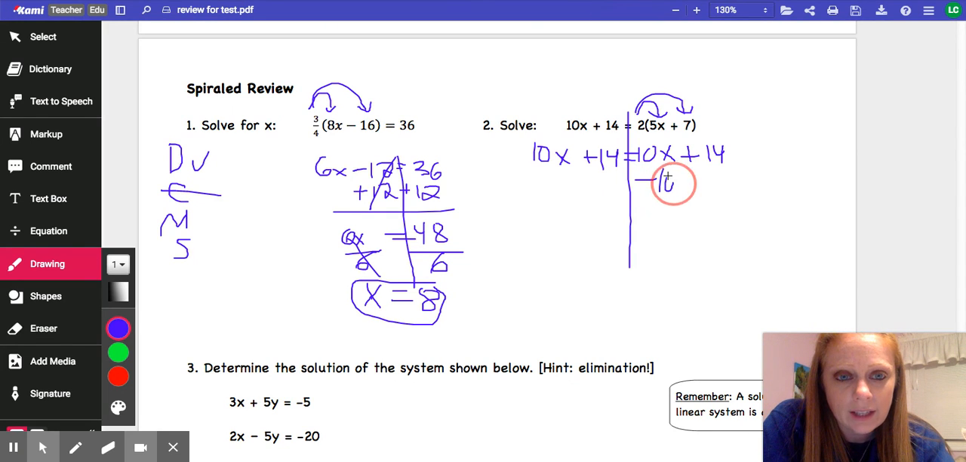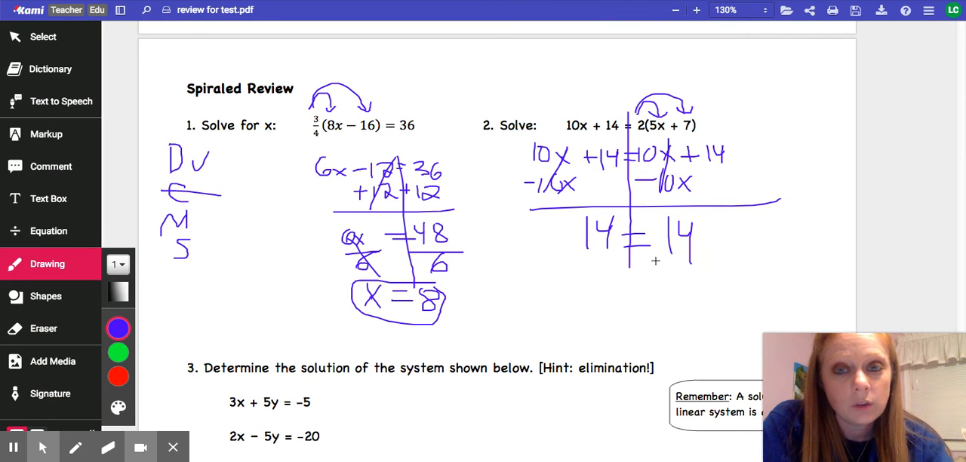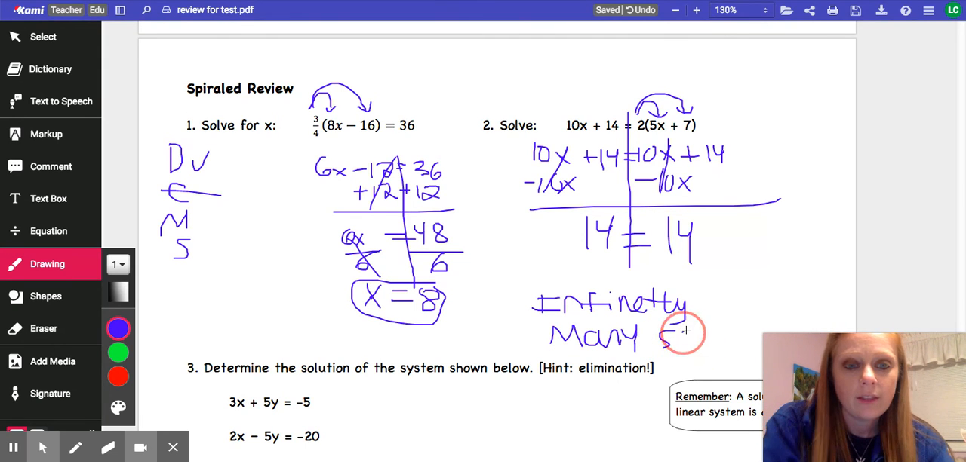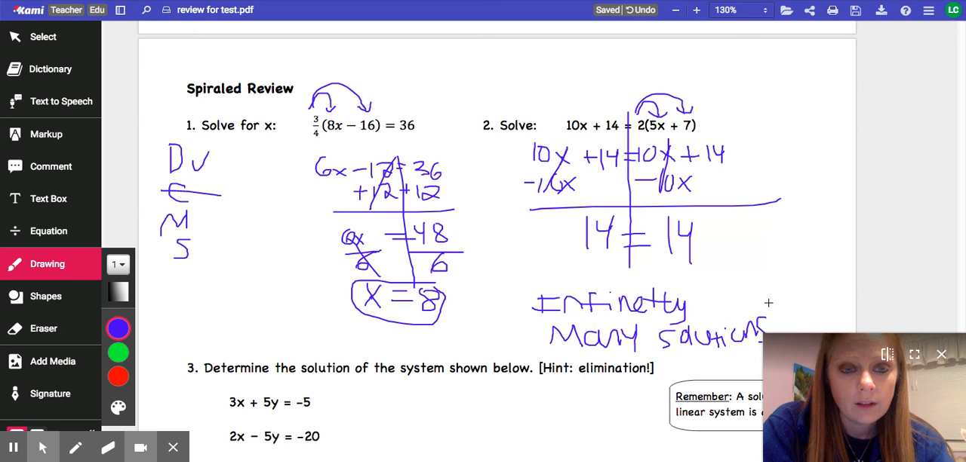It's exactly the same on each side, so that means something. If you don't realize it yet, I will keep going. I'm going to minus 10x on both sides. It's going to cancel on both sides, and then we are left with 14 equals 14. When both sides equal each other, that's true, so it means infinitely many solutions. Okay, if you get two numbers that don't equal each other, it would be no solution. Infinitely many. Okay.